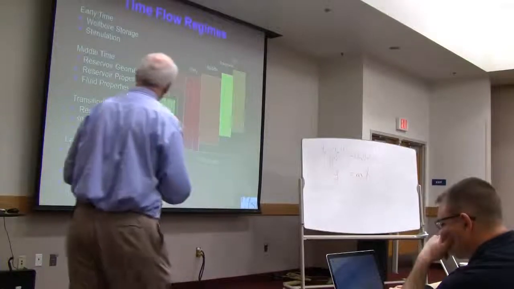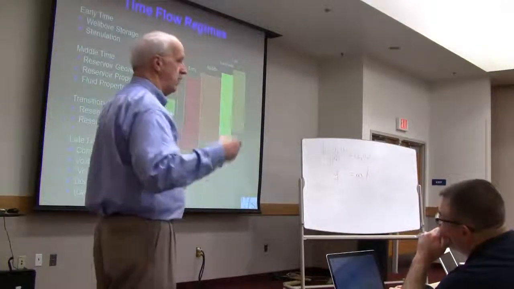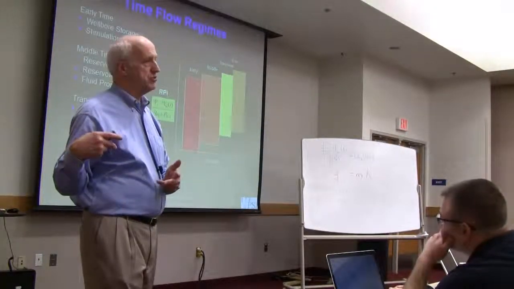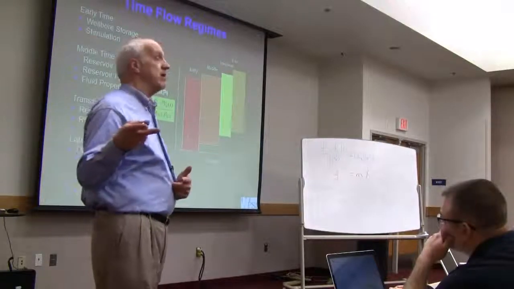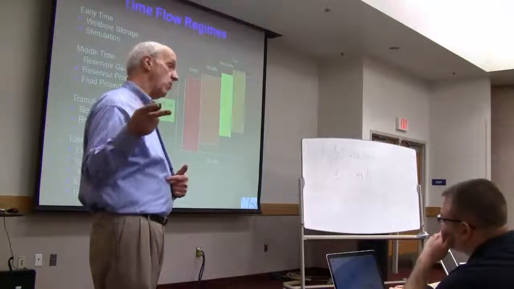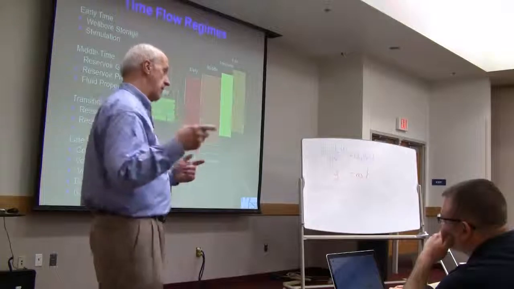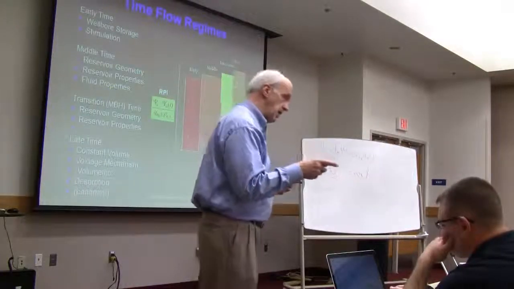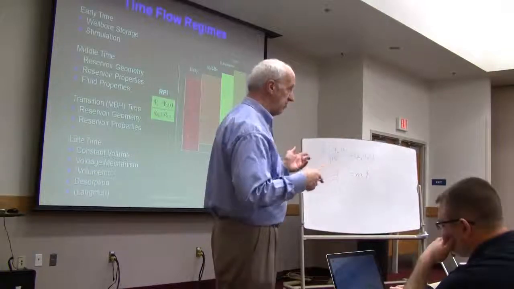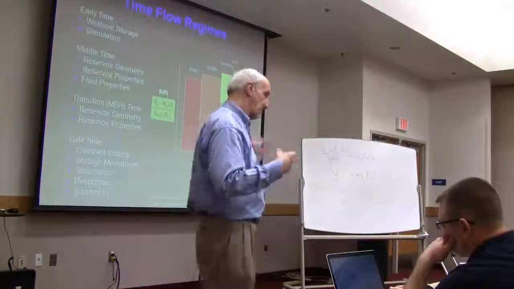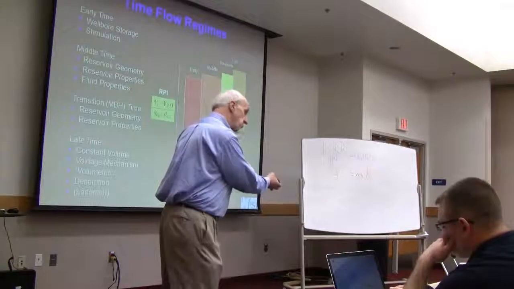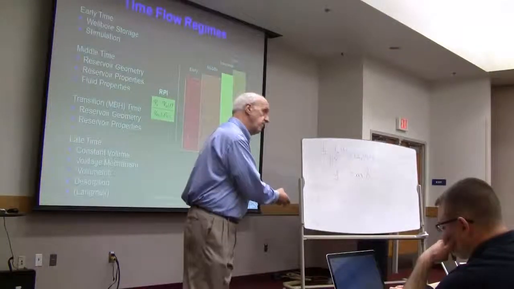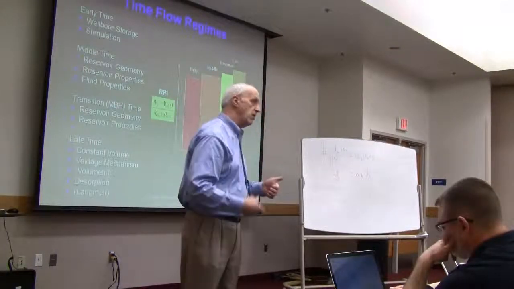Then we're going to think about the middle time, the part where we did the stimulation, where we paid money to try to improve the connection between the reservoir and the wellbore. I'm going to repeat that. The early time is the period of time where we paid money to Halliburton, Baker Hughes, Schlumberger, Calfrac, whoever. We paid them some money to try to improve the connectivity between the wellbore and the reservoir.